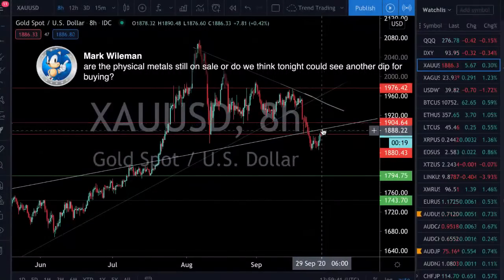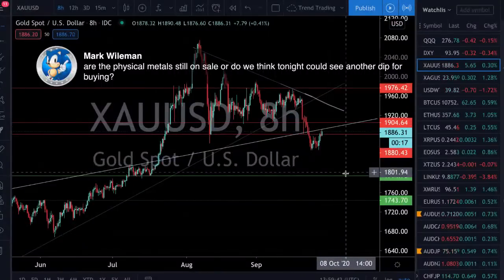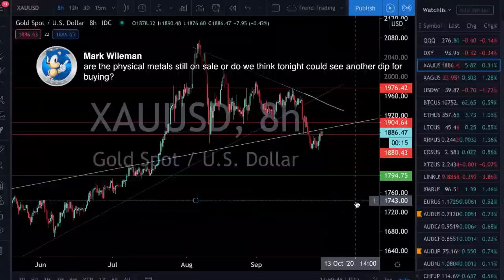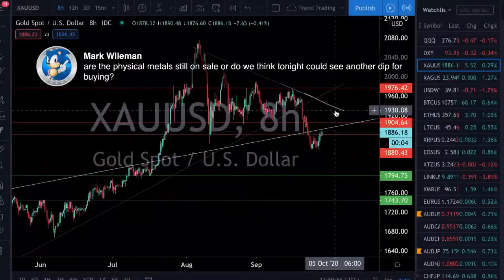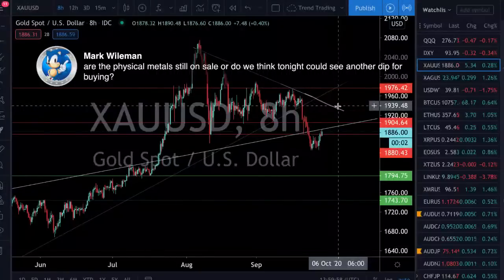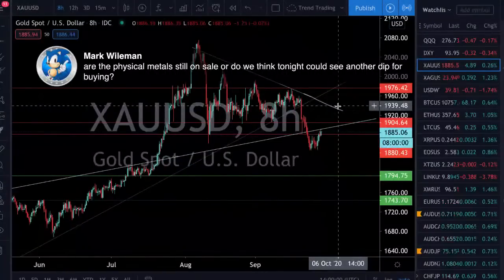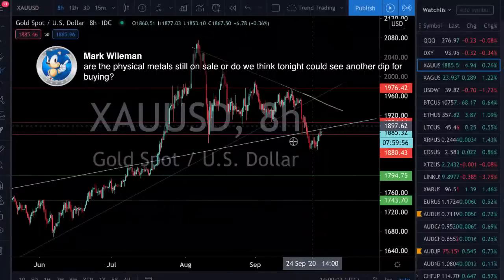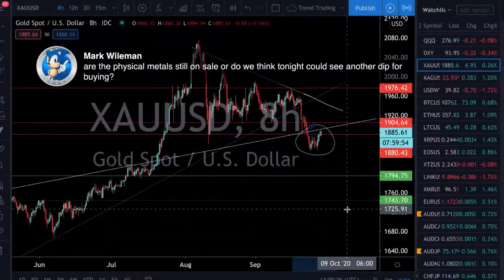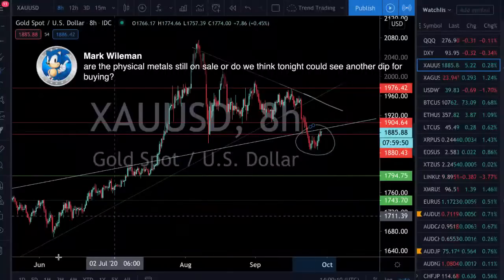So is the possibility that we get a pullback into 1800 or 1750 alive? Yeah, both those things could definitely happen. But if we break above the 1904 resistance again and confirm that into support, then the odds are that we're going to see some further gains on gold. And by the way, if that does occur, you then have a false breakdown over here, and you have a lot of people caught on the wrong side of the market.